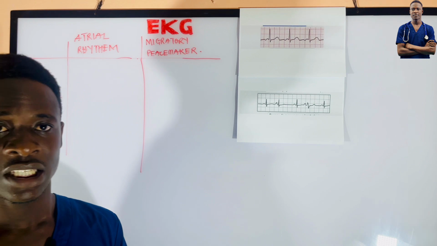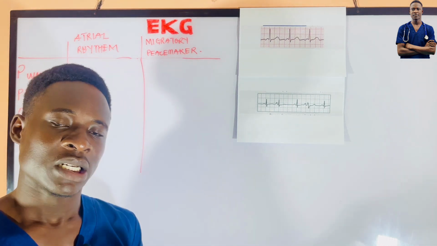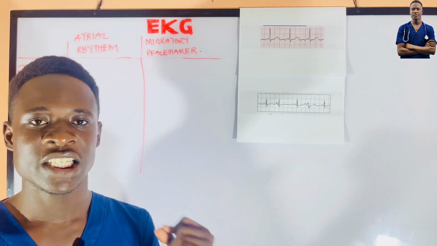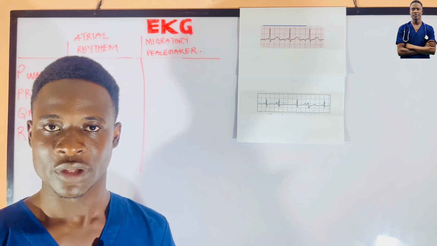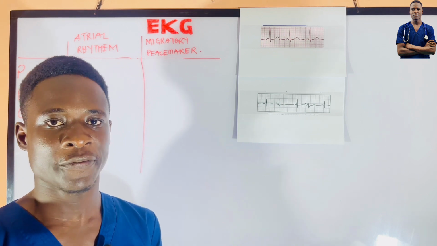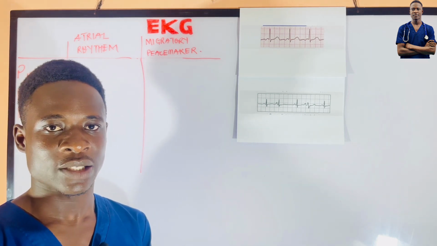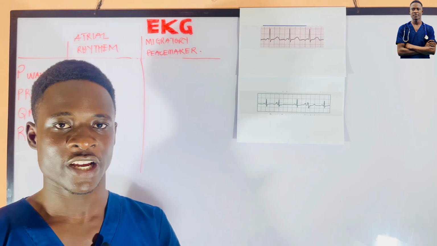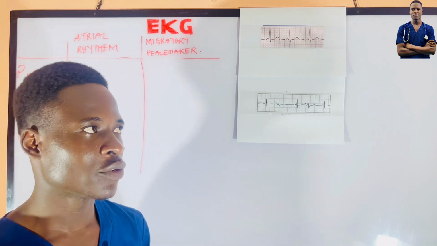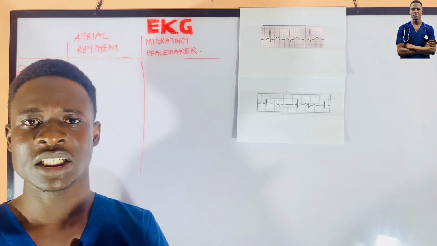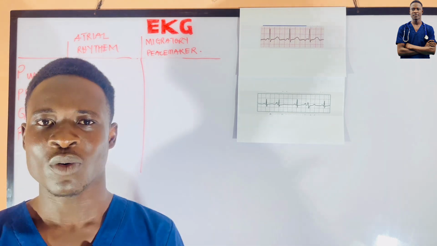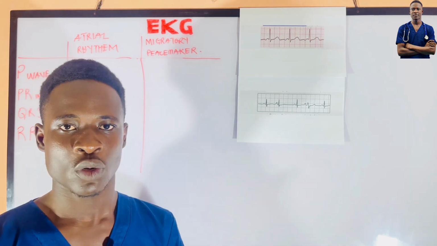Now, let's look at something here. When we talk of atrial rhythm, it is a condition in which the electrical impulse of the heart is being generated by the left atrium. The normal sinus node won't generate the electrical impulse, but a different part of the heart, which is the left atrium, is where the electrical impulse is being generated and then transmitted throughout the entire heart. And when we talk of the migratory pacemaker, it's a condition in which the electrical impulse of the heart is being generated on different parts of the heart, giving different forms of P wave.